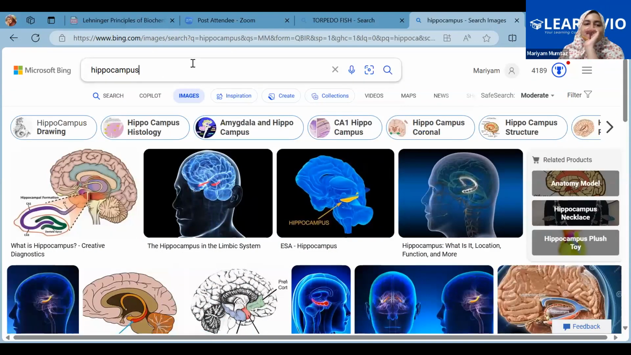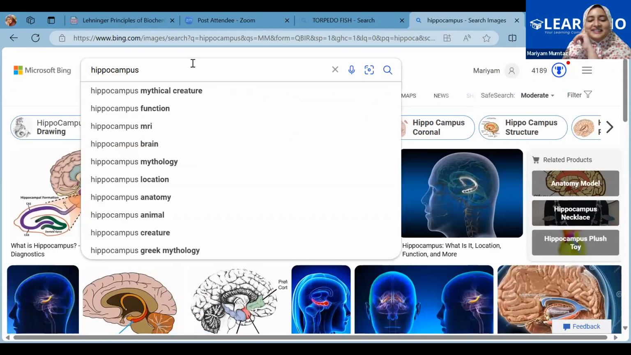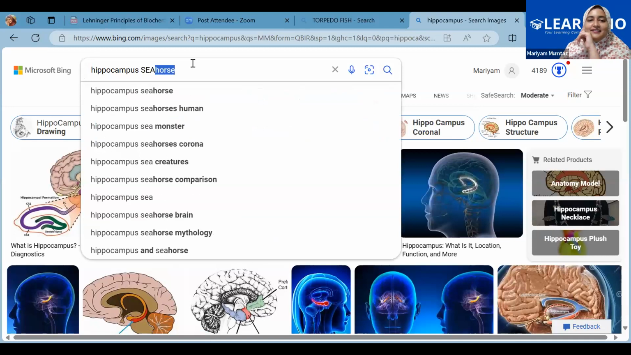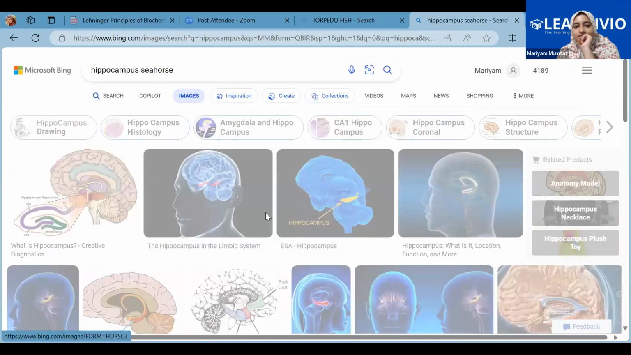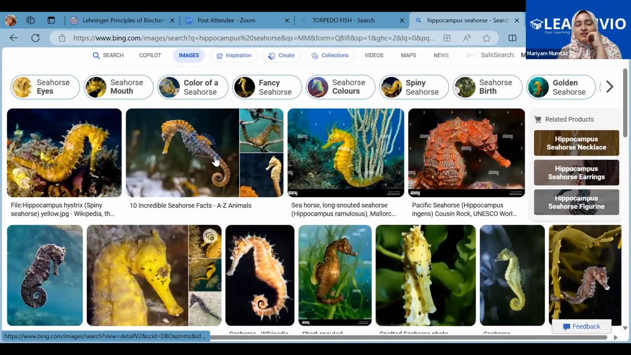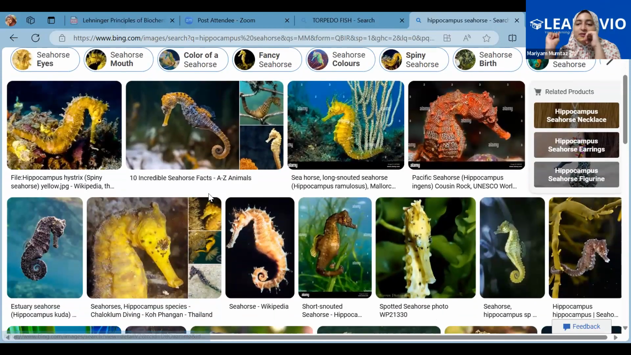Oh, this is the human brain. I'm sorry. Yeah, this is your hippocampus. The part of the brain that is the hippocampus is also named because it looks like the shape of a seahorse. That is why. Okay, so we have Hippocampus.